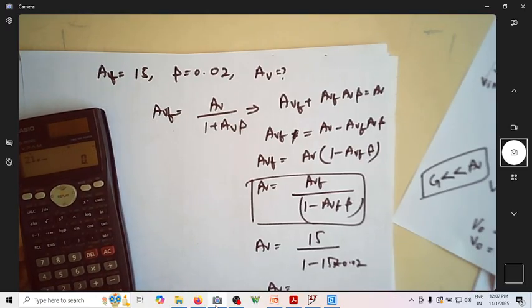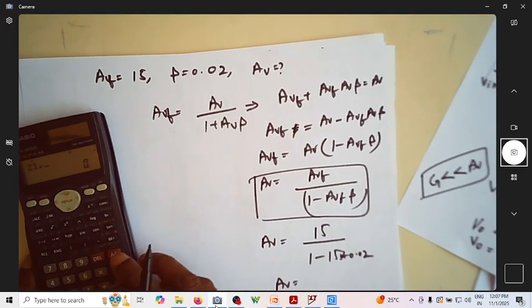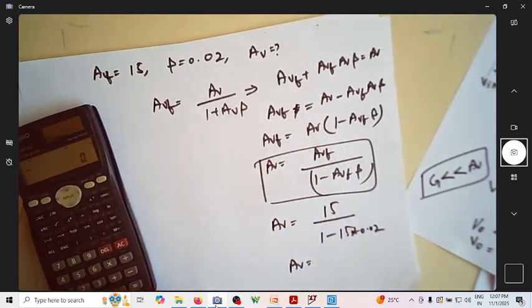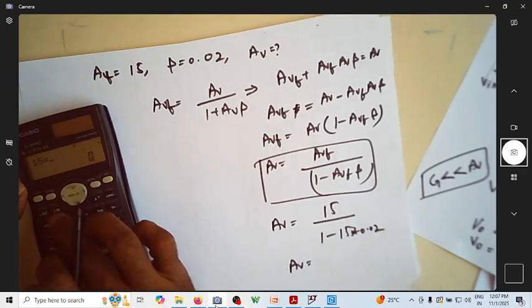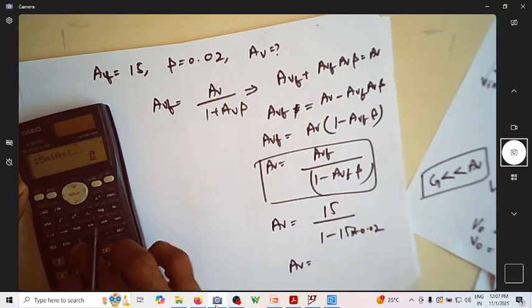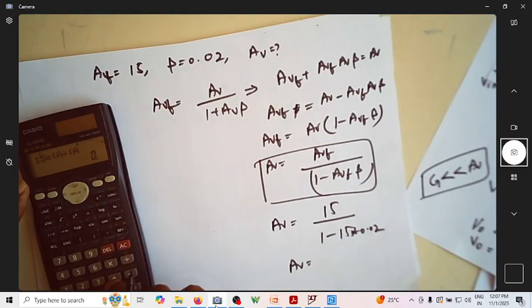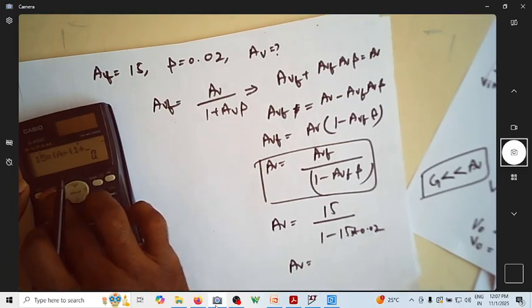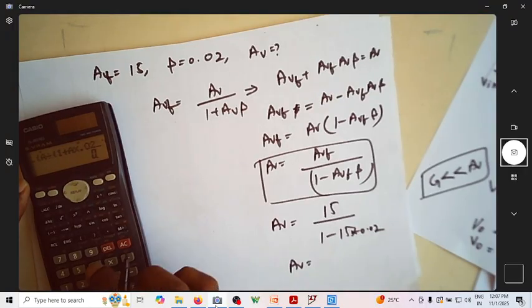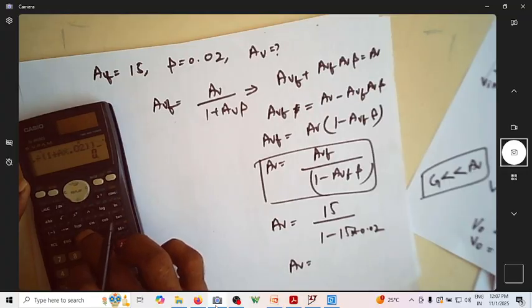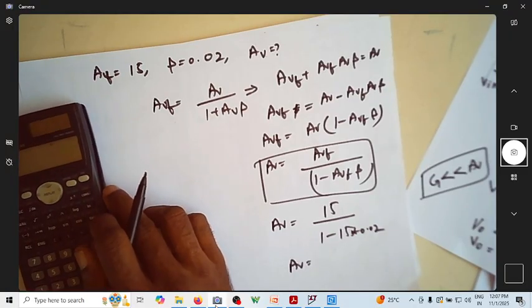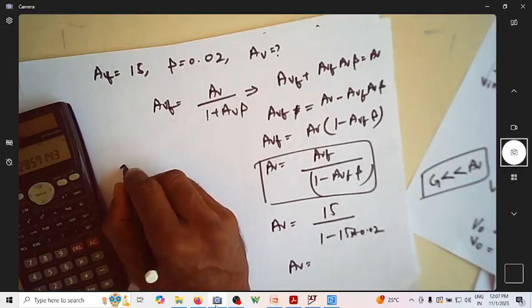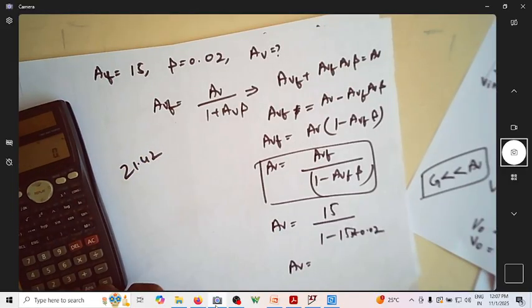Suppose it is 21 point, so or can I just do it like this? What you have is 15 equals alpha A divided by 1 plus alpha A into 0.02. Let me see how much is the value that I'll get. I'll get 21.42.